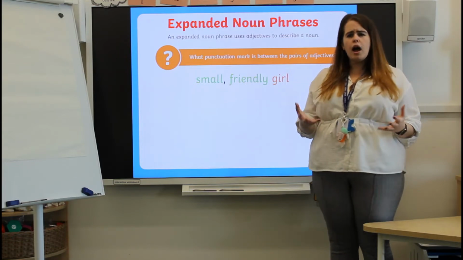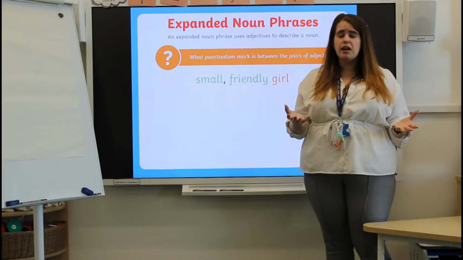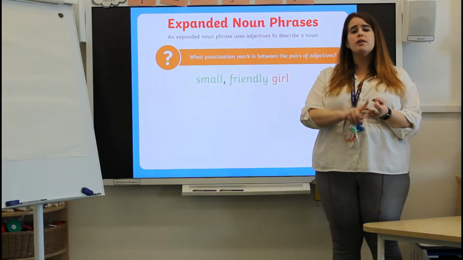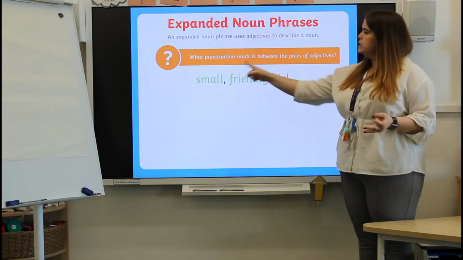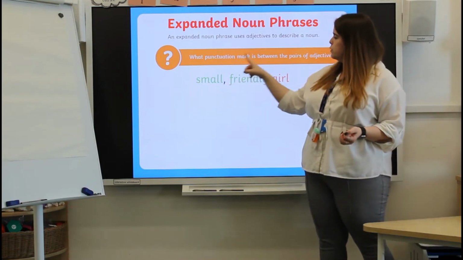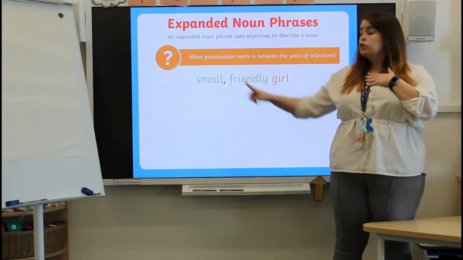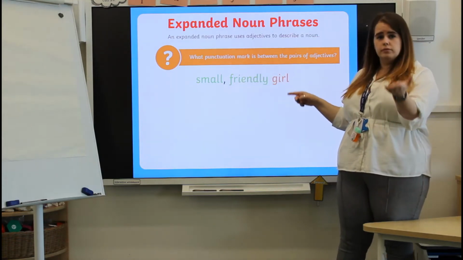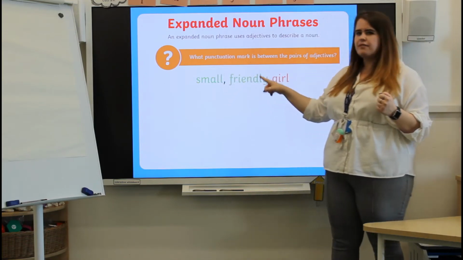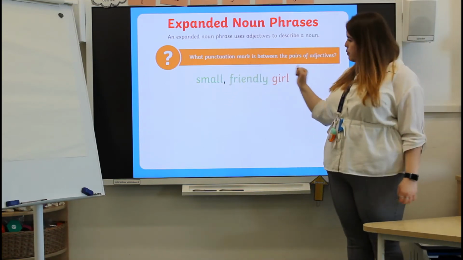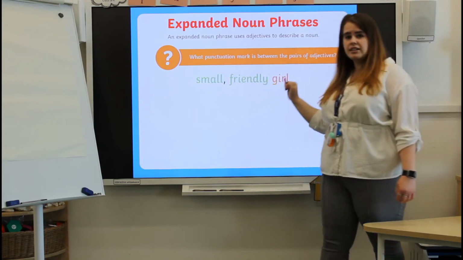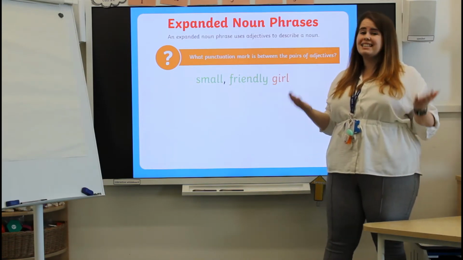What does it look like? What does it smell like? What does it sound like? That kind of thing. A noun is a person, a place, or a thing. So I've got an expanded noun phrase here. Small, friendly girl. Small, friendly girl. Small and friendly. They describe what the girl is like because she's a person, she's a noun, and these are the adjectives to describe her. She's small and she's friendly.